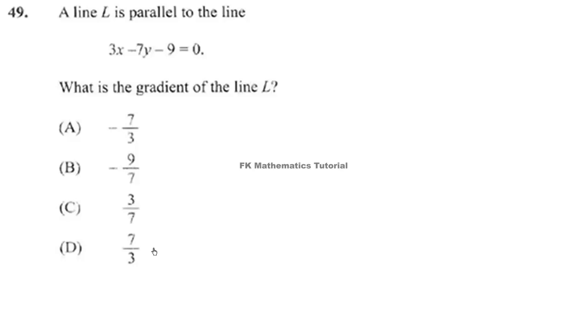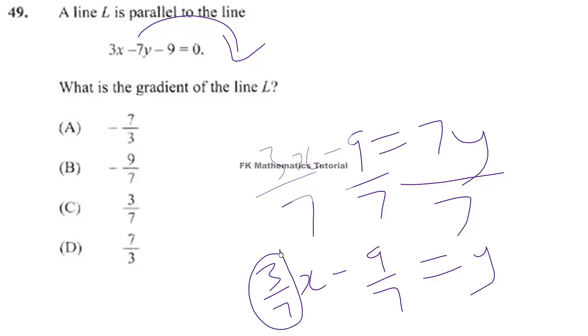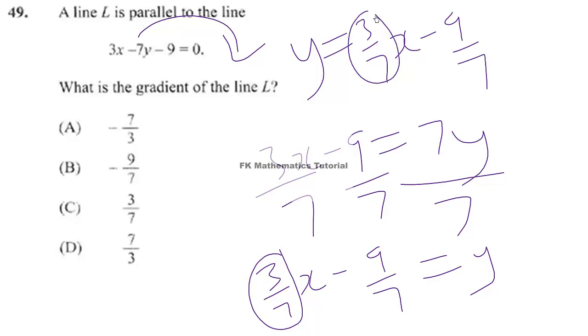A line is parallel to the line 3x minus 7y minus 9 equals 0. What is the gradient of the line L? So we have to rewrite this in slope-intercept form. So we make y the subject. So 3x minus 9 is equal to 7y. So now divide through by 7. So we can see that 3 over 7x minus 9 over 7 is equal to y. So the slope now is this, because we can rewrite this as y equal 3 over 7x minus 9 over 7. So the slope is m, which is 3 over 7. And therefore, the gradient of a line that is parallel to this will have the same gradient as 3 over 7.